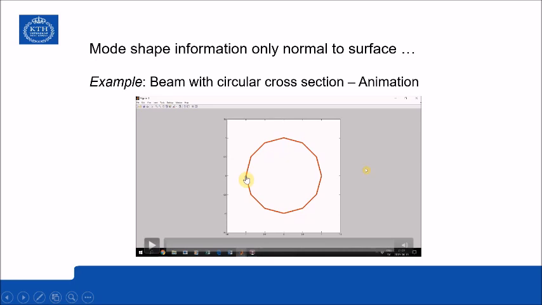Since these 2 points are moving in the vertical direction like this, we cannot capture anything about their motion, since we look in the normal direction.